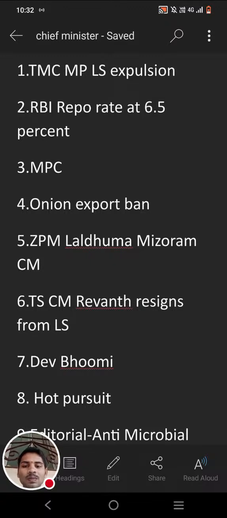The next statement is: Telangana Chief Minister Revanth Reddy resigns from Lok Sabha. Earlier he was a member of Lok Sabha. You all know that no MLA or MP in our country can be a member of two houses; they can only have a single membership. So as he became elected as an MLA, he has to resign from the Lok Sabha seat. Now we are moving on to the next article, Dev Bhumi.